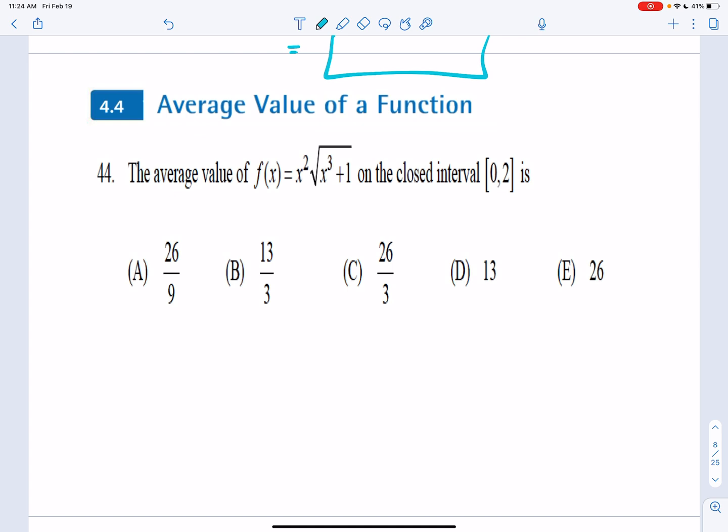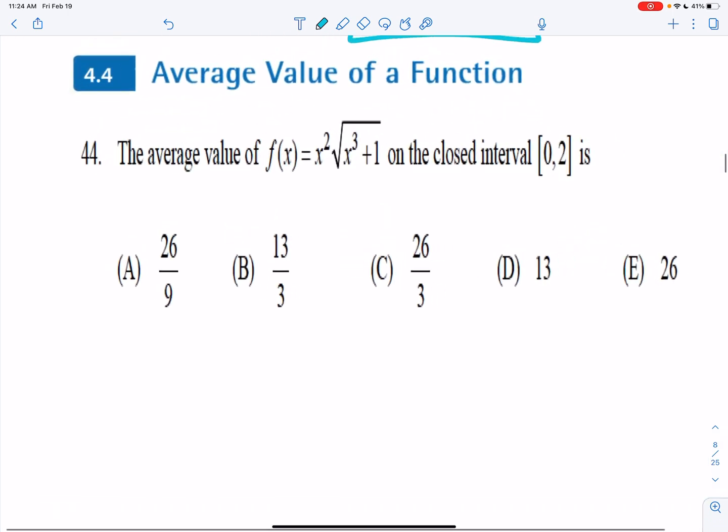released multiple choice question from the AP exam. Find the average value of. Okay. Try this one here. It's been a while since we've done this one concept, but I want to see if you guys remember, okay? Press play whenever you're ready or whenever you need assistance.